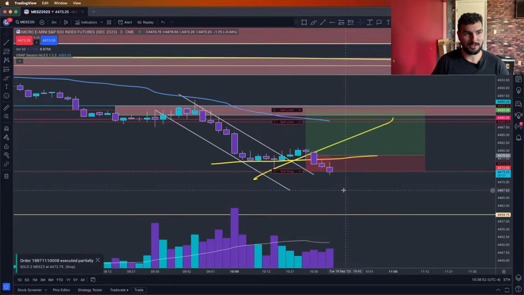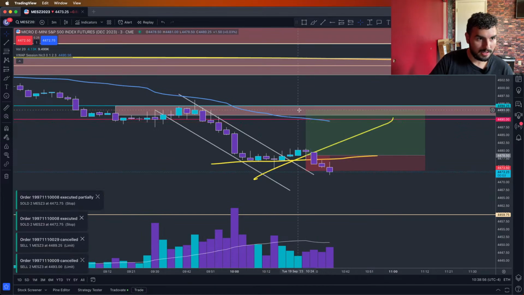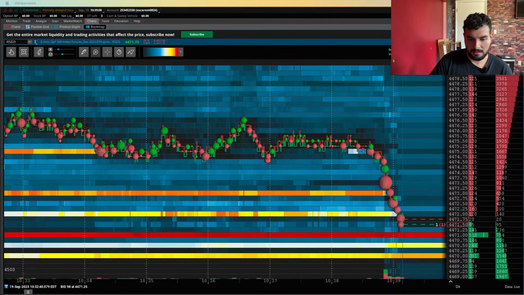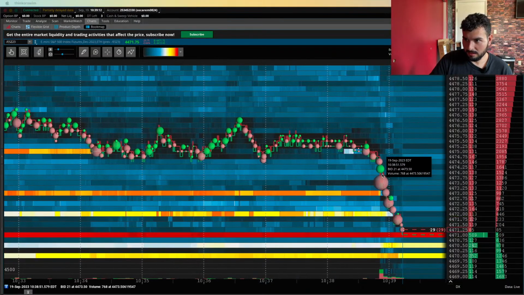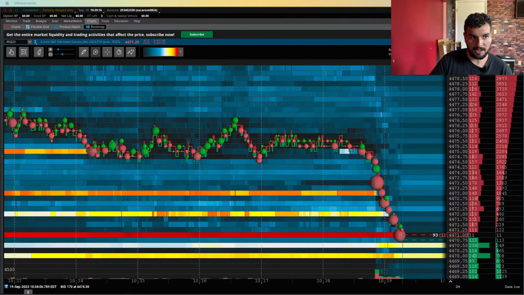There you go, that big move just happened. So I'm going to go ahead and cancel these. That big move just happened on the Bookmap. Let me show you guys. Look at that right there. My stop was right here. As soon as those stops got filled, it moved down aggressively.